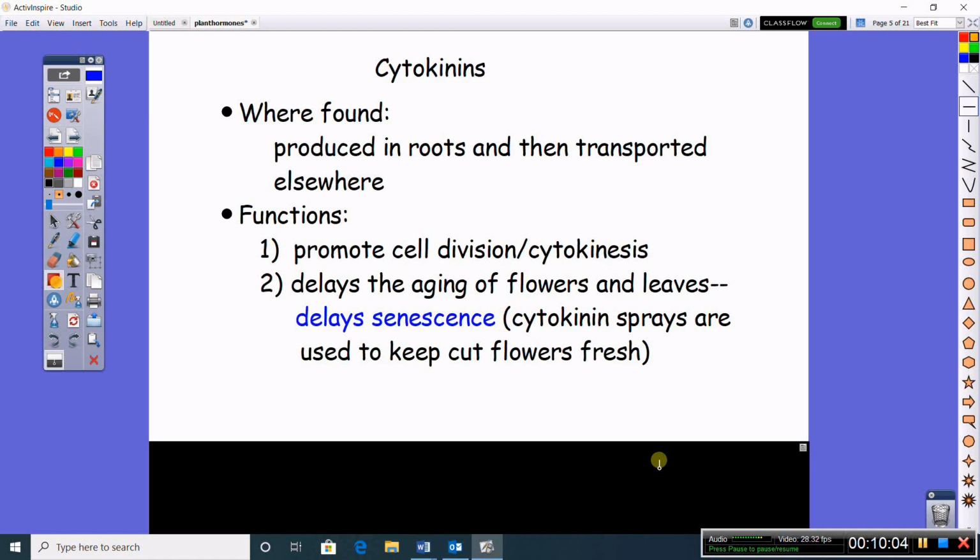So if you've ever been given fresh cut flowers, you know that they usually come with that little packet of what looks like sugar, but we know it's not sugar. It's actually got some cytokinins in there. When you sprinkle that little packet in the vase full of water, that powder contains some cytokinins in it, and it's going to help your flowers to last longer.